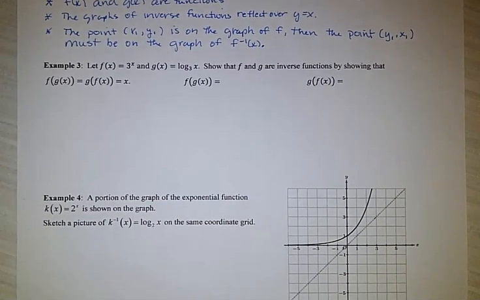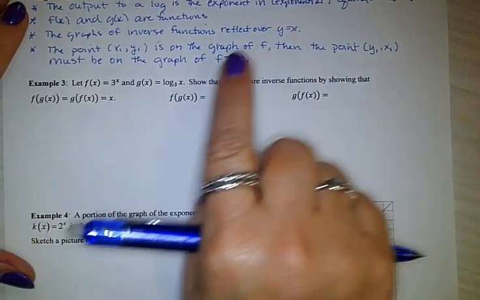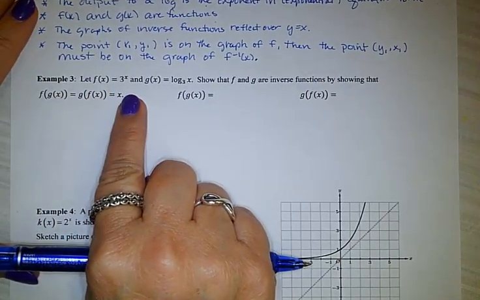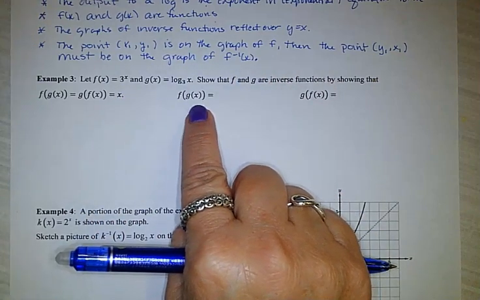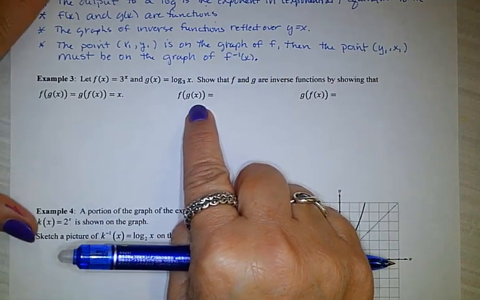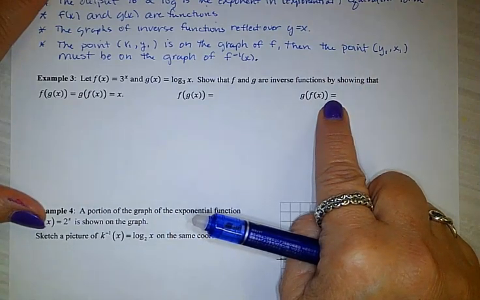All right, so example 3, we have f of x, which is 3 to the x, and we have g of x, which is log base 3 of x. Show that f and g are inverse functions to each other. So remember the rule that we talked about in compositions is the composition both ways has to equal x. So go ahead and find the composition of g of x with f of x, and then we're going to find the composition of f with g of x.